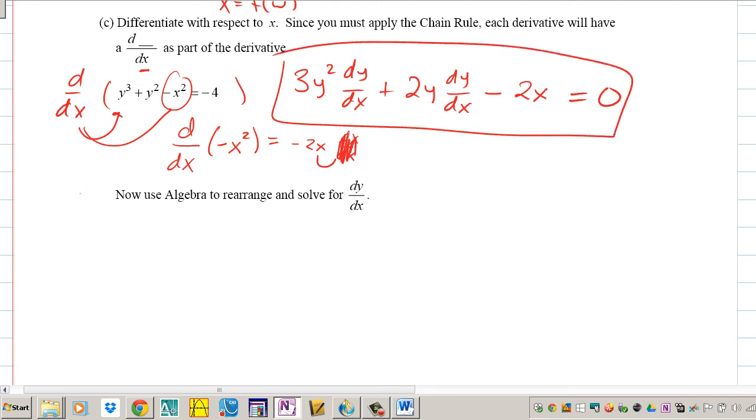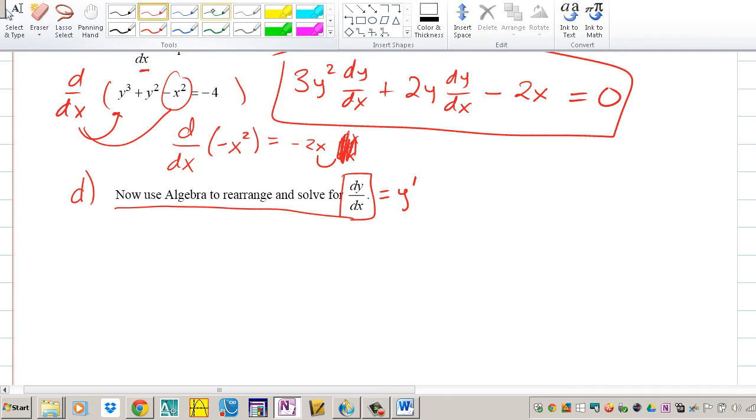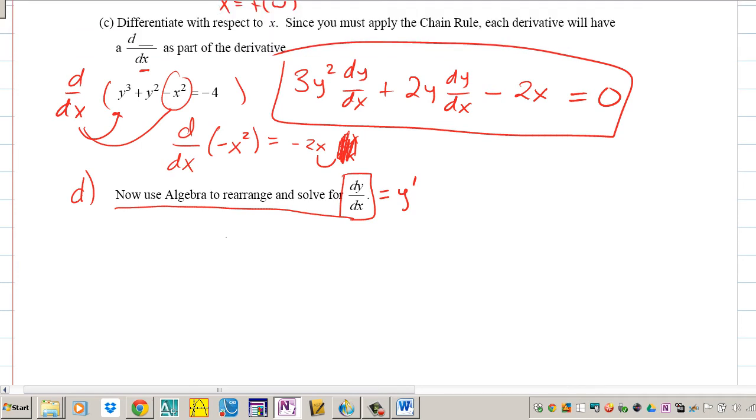Now, I'm going to call this part D. Now use algebra to rearrange and solve for dy/dx. Now, we all know that dy/dx is the same thing as y prime. The reason why I make this statement is because it's going to be easier for me to write and to solve for dy/dx. So I'm going to replace every one of these with a y prime because it's just easier to write.